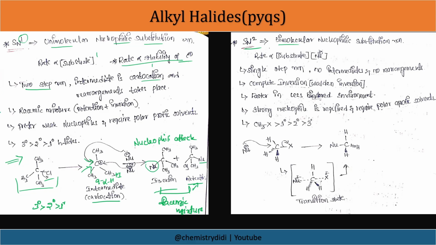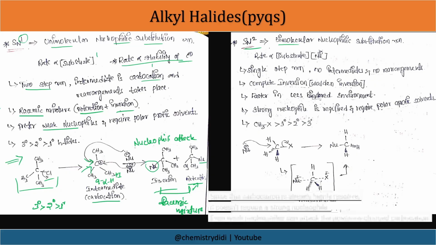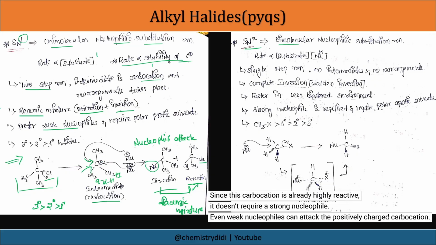And here I have written where it is. Yes, racemic mixture, retention and inversion products will form, and it prefers a weak nucleophile because it is forming a stable carbocation intermediate. It doesn't matter whether the nucleophile is weak or strong.